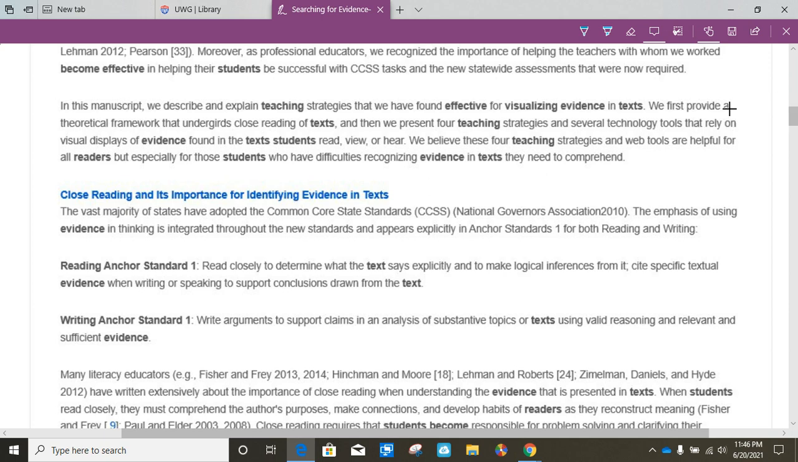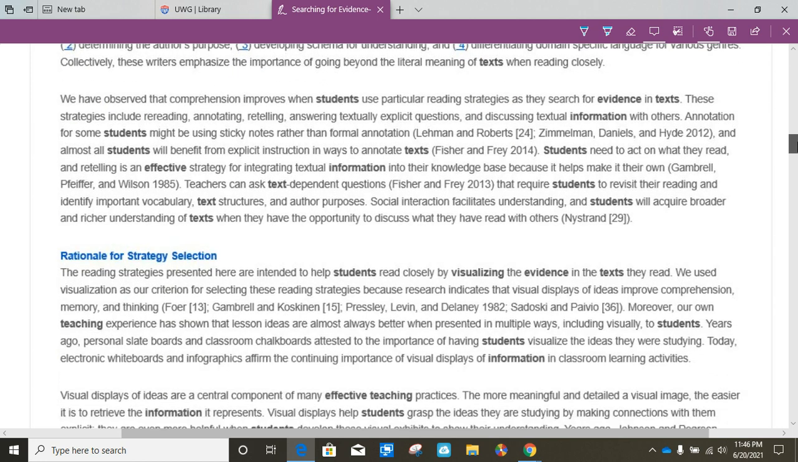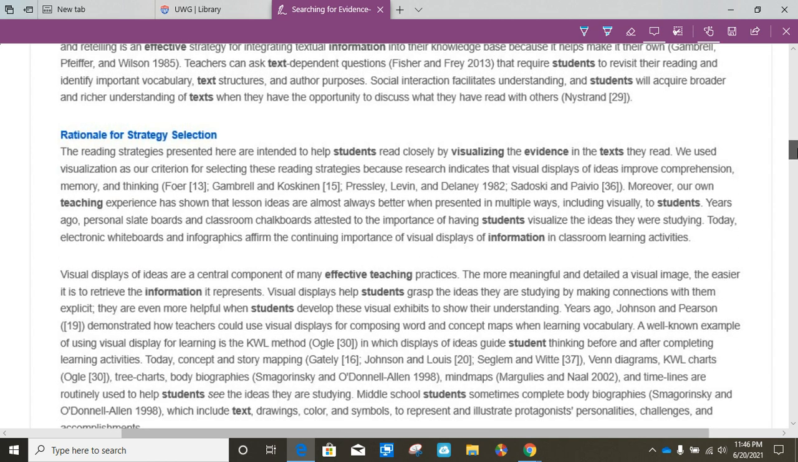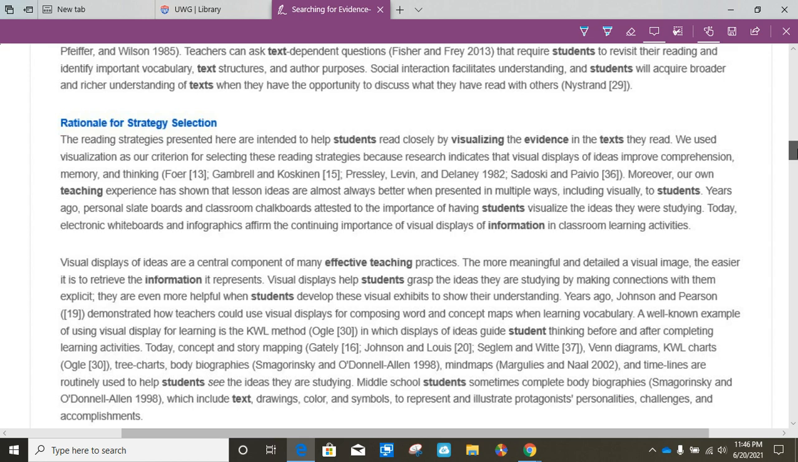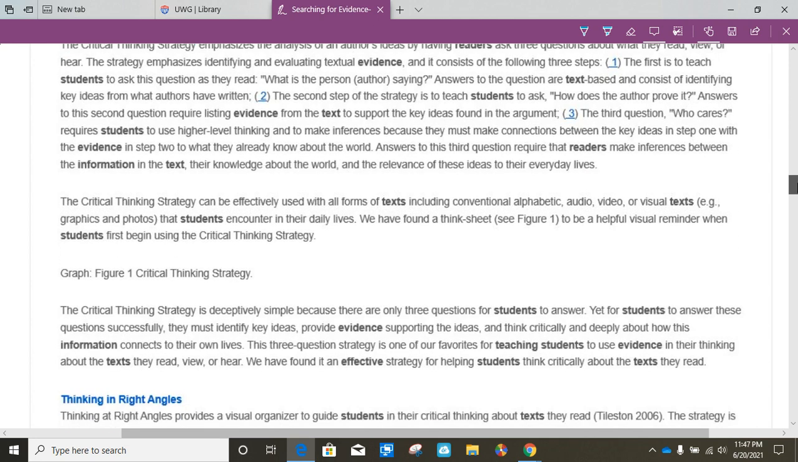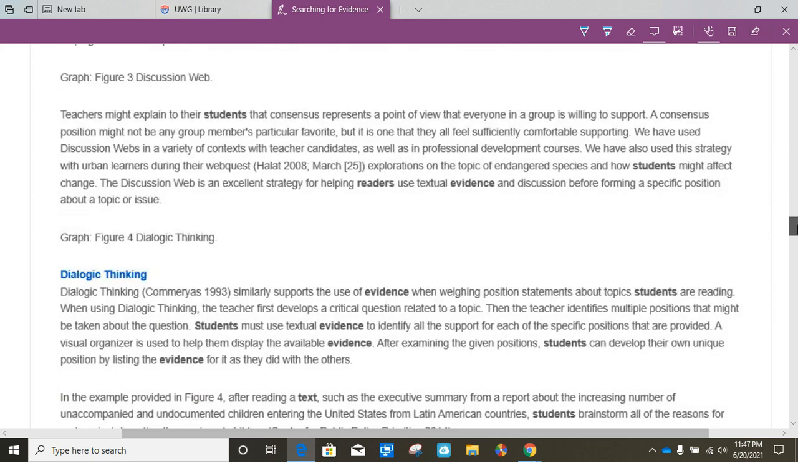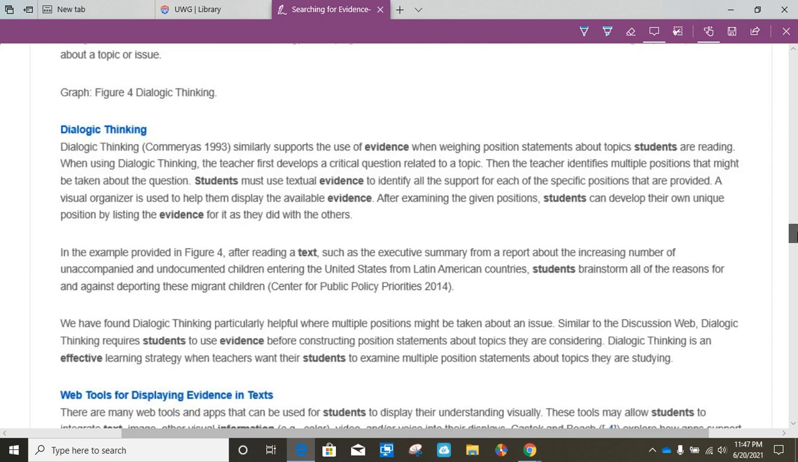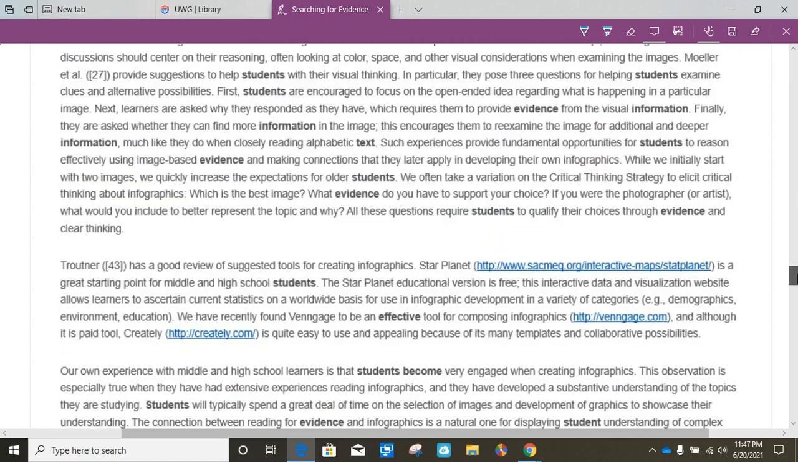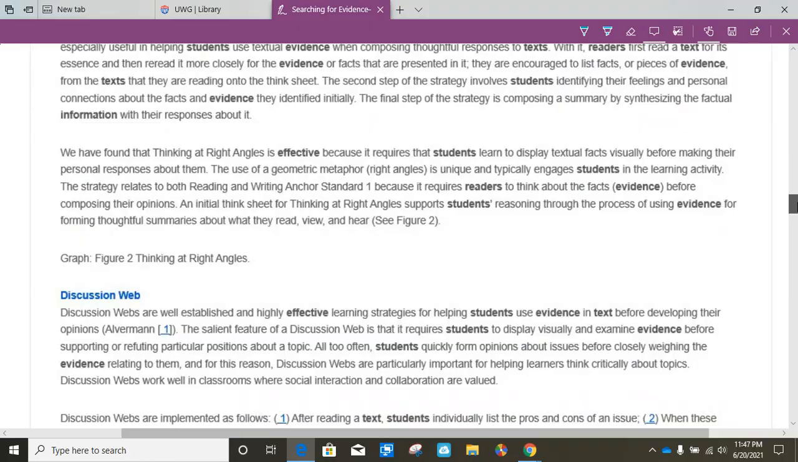Close reading, its importance for identifying evidence in texts. That's a subheading. Rationale for strategy selection. That is a subheading, which is also important. The rationale is the reason why the author has chosen to write about this particular topic. Critical thinking strategy. That is a subheading. Thinking in right angles. That is a subheading. Discussion web is a subheading. And dialogic thinking is a subheading. Web tools for displaying evidence in text, followed by the conclusion, the footnotes, and the references.